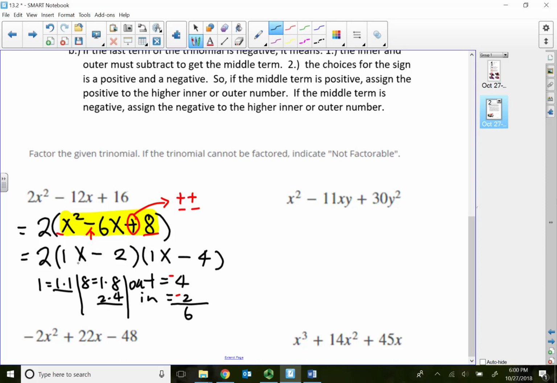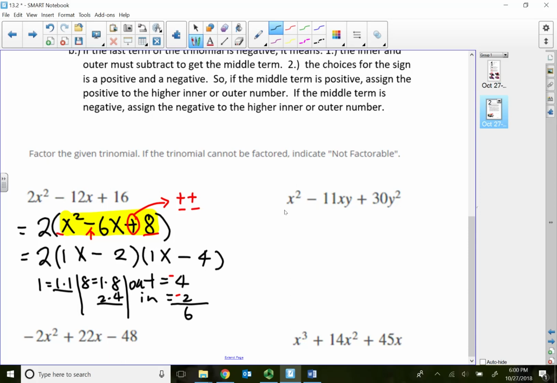My answer: 2 times (x minus 2) times (x minus 4). When it comes to keying it into the calculator, make sure you don't key in 1x and 1x. And if you do have a greatest common factor, make sure you key that in as well, otherwise the homework will not take those answers without the greatest common factor.